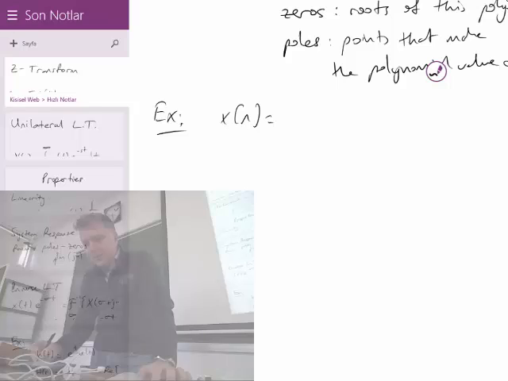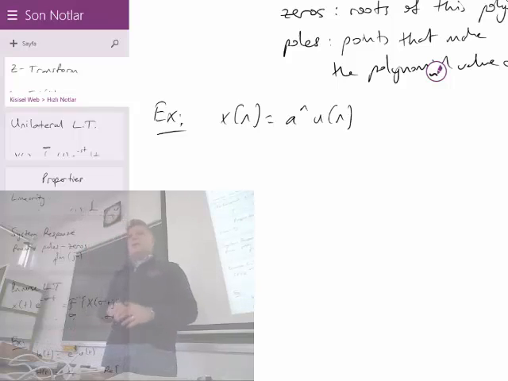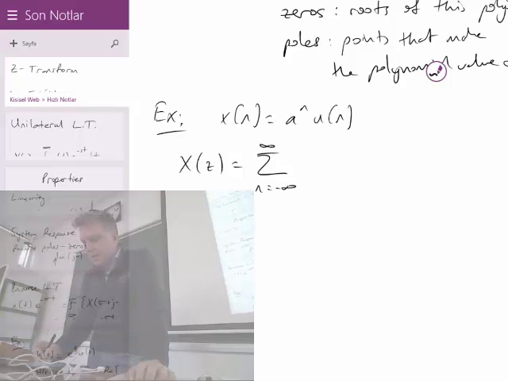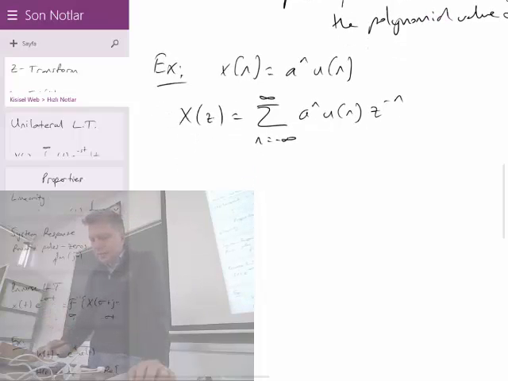x of n is equal to a to the n u of n. Now this one is truly an infinite extent sequence. It starts from n is equal to 0 and goes to n is equal to infinity. And what is the Z transform of it? The Z transform is, by definition, this infinite summation, n from minus infinity to infinity, for all n, in other words, x of n, which is a to the n u of n, z to the minus n. That is the formula that we have.